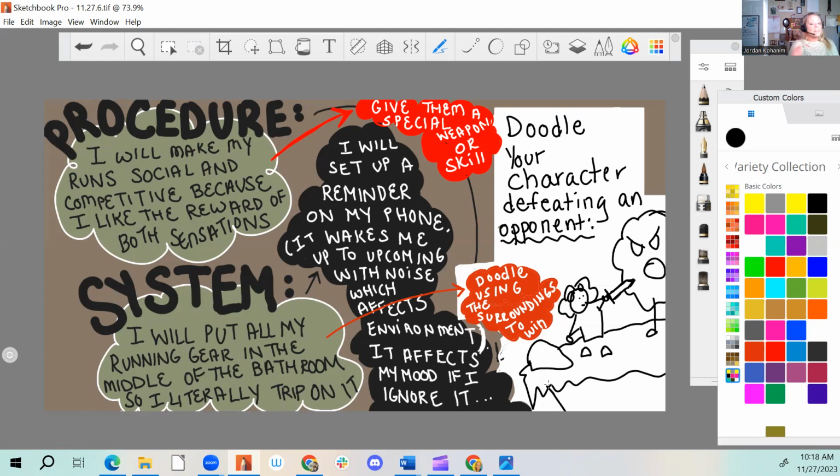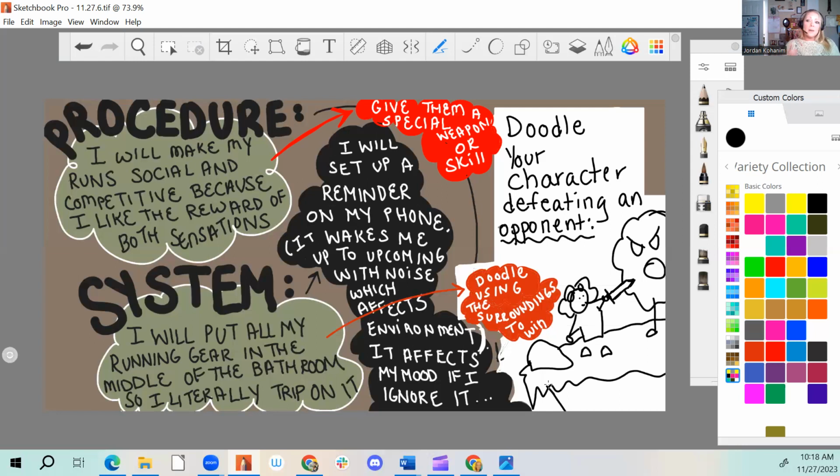And then finally, I'm also going to set up a reminder on my phone, and it's going to wake me up with the upcoming noise. Right. So that's going to affect my mood. It's going to affect my environment. It's going to affect both simultaneously. That is both procedure as well as system.